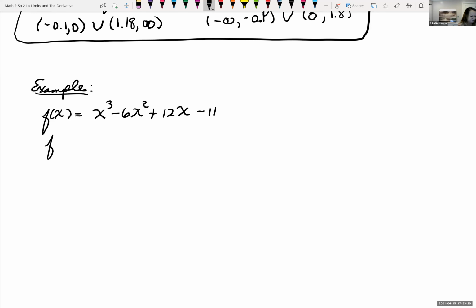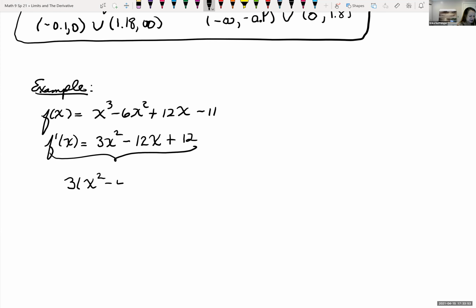So now take the derivative. The derivative of x cubed is 3x squared, minus the derivative of 6x squared is 12x, plus the derivative of 12x is 12. And then the derivative of a constant is 0. So let's find when this is equal to 0. At the same time, I'm going to pull out a 3. That would give me 3 times the quantity x squared minus 4x plus 4 equals 0.